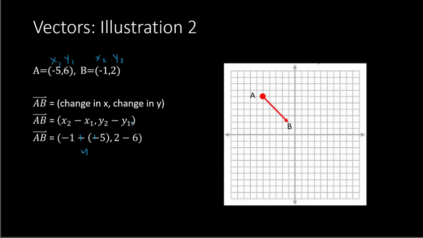And then you do the same thing for the y values. The change in y is y2 minus y1, or 2 minus 6. So 2 minus 6 would be negative 4. So the vector AB would be (4, -4).